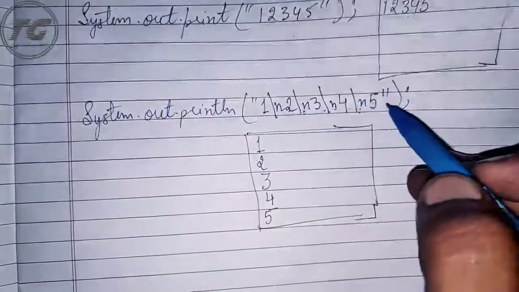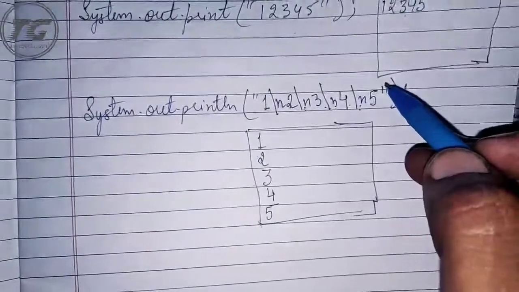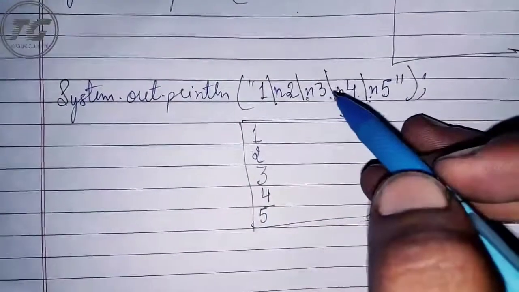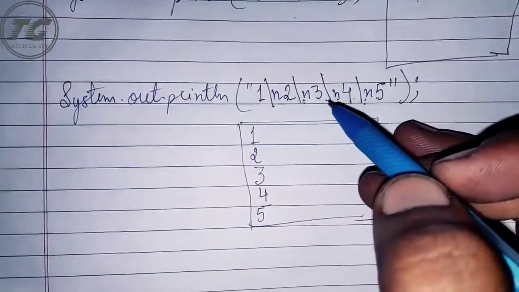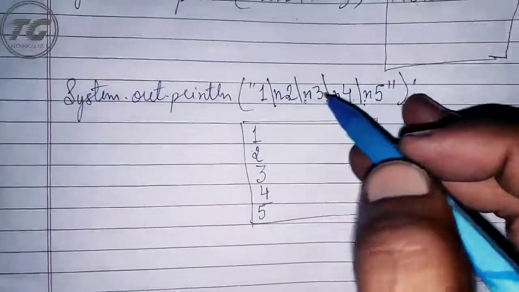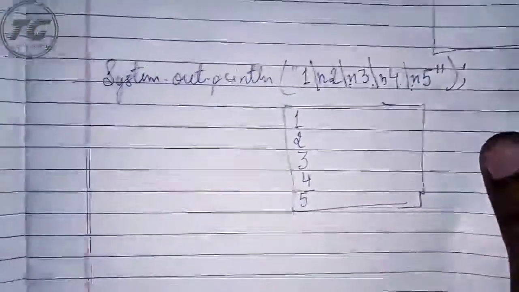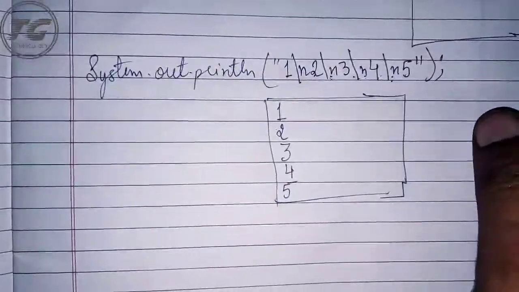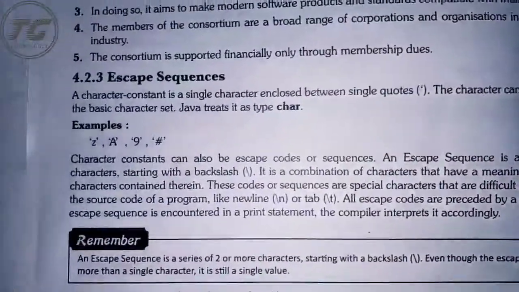So here you can understand that escape sequences can be used within strings, and escape sequences have a special meaning. They are used for printing non-printable characters like a new line, form feed, or other characters that can be printed with the help of escape sequences. So here in the book we have the meaning of escape sequences.